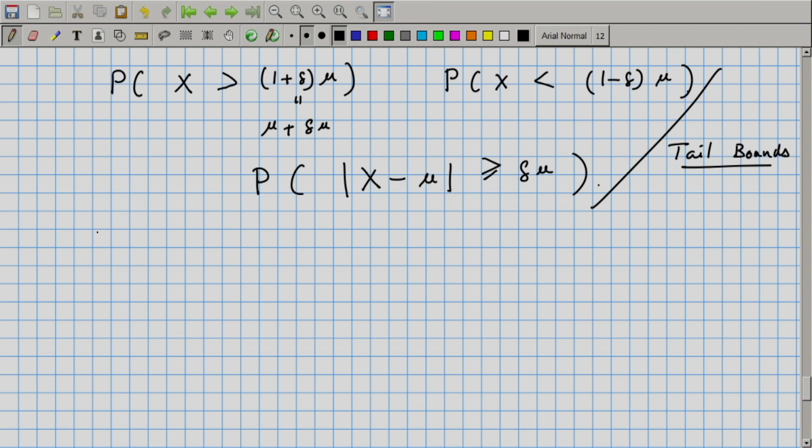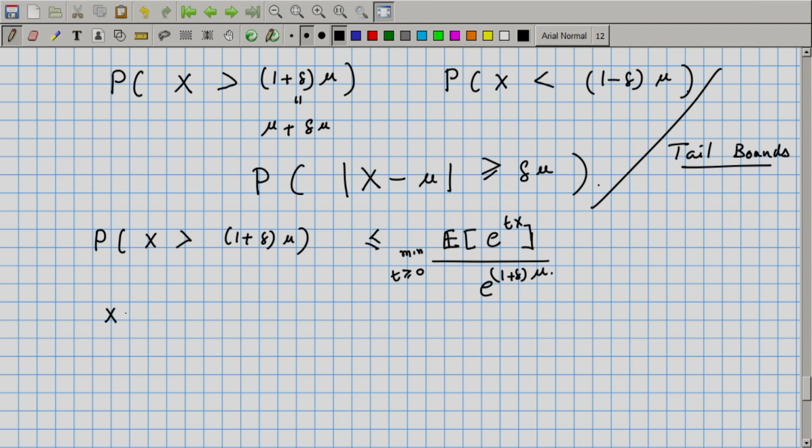Okay. So, we know that the probability that x is greater than 1 plus delta times mu is going to be less than the expectation of e raised to tx divided by e raised to t times 1 plus delta times mu, with t minimized over all values greater than or equal to 0.